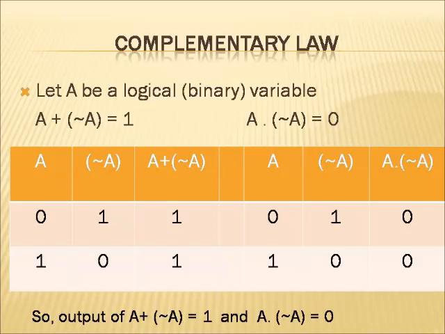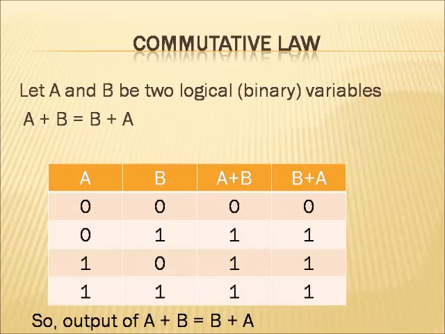The first column is a having values 0 and 1, negation of a having values 1 and 0. When you perform a plus a bar, 0 plus 1 is 1, 1 plus 0 is 1. Similarly, when you perform the AND operation, a dot negation of a, 0 dot 1 will be 0, 1 dot 0 will be 0. So we have verified a plus negation of a is equal to 1, a dot negation of a is equal to 0.